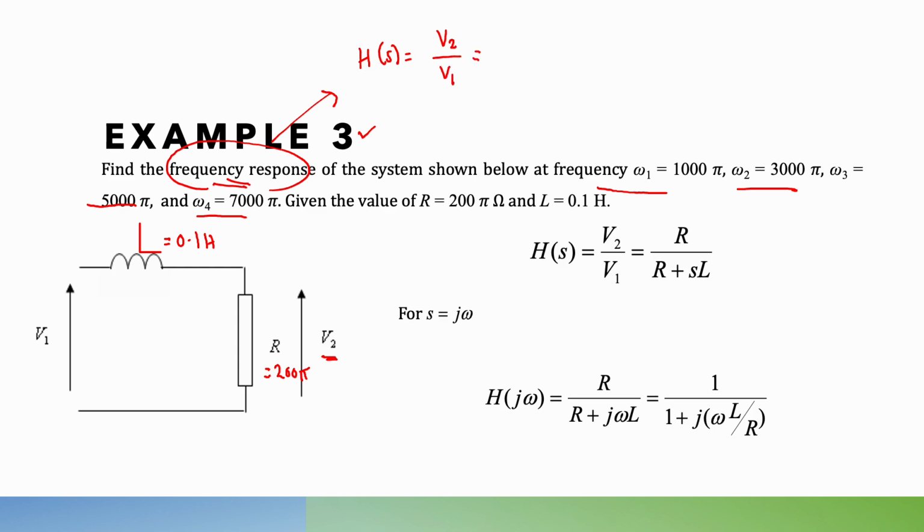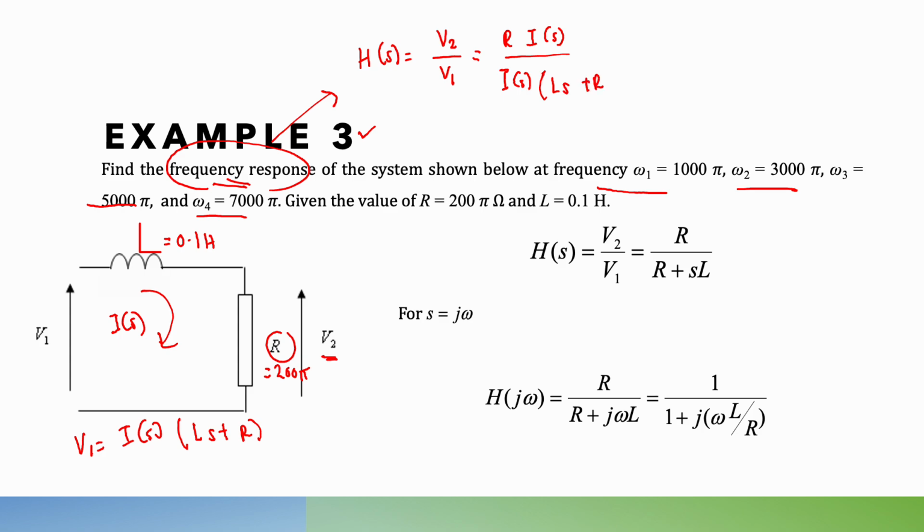V2 is the voltage at the resistor, so V at the resistor will be R multiplied by I(s), and V1 is equal to the current I(s) multiplied by the total impedance, where the total impedance is Ls plus R. You can just substitute in here. The total impedance is going to be sL plus R. So I(s) cancel each other, and the transfer function equation is going to be R over R plus sL.